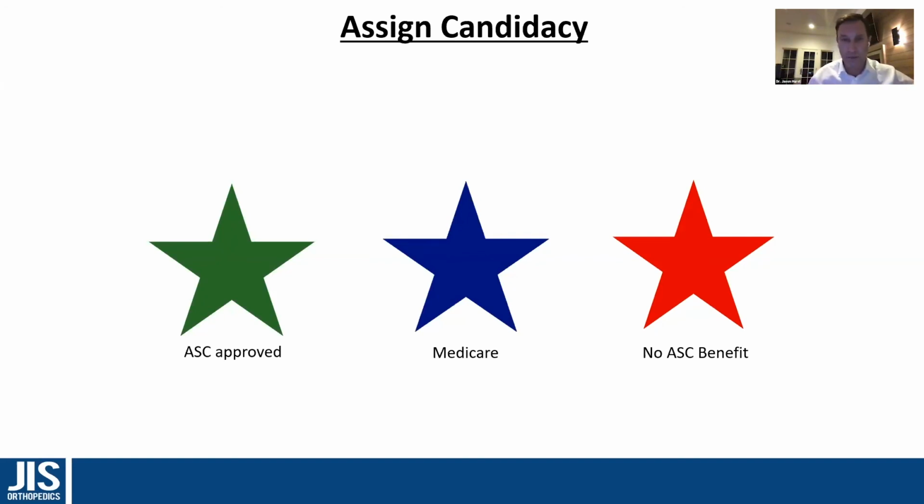We have a star system. Every single patient that we see in the office has either a green star, a blue star, or a red star. A green star on their chart would say they're ASC approved. If I decide to do surgery, they can go to the ASC from a payer standpoint, not medical, from a payer standpoint. If they're blue, they are Medicare. So that's going to be quite variable based on the procedure you choose. And then if it's red, hard stop, they got a weird insurance, they cannot go to your ASC.